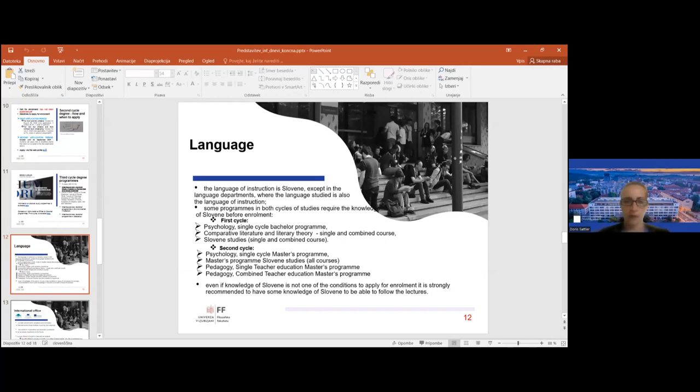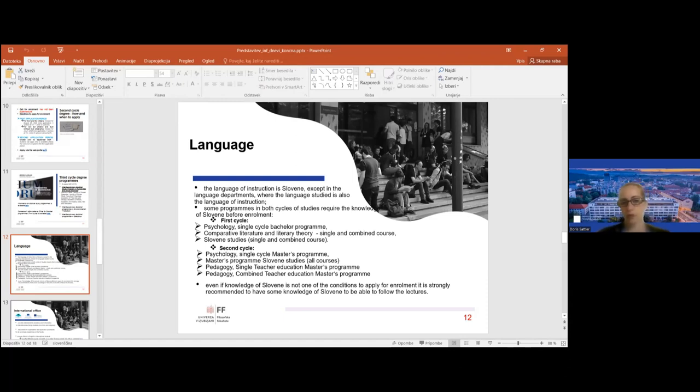I will say a few words on language. The language of instruction at the Faculty of Arts is Slovene, except in the language departments where the language studied is, of course, also the language of instruction. However, some programs in both cycles of studies require knowledge of Slovene before enrollment. These programs in the first cycle are psychology, comparative literature and literary theory, both single and combined course, and Slovene studies, single and combined course. In the second cycle, these programs are psychology, Slovene studies, and pedagogy, the single teacher education master's program and the combined teacher education master's program.